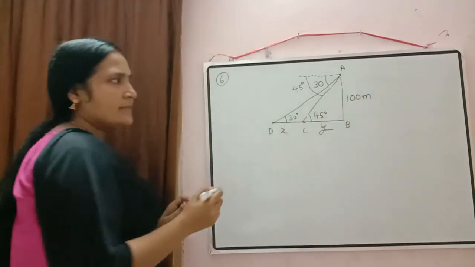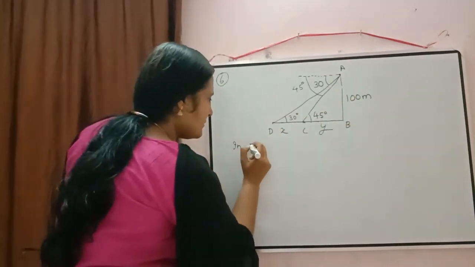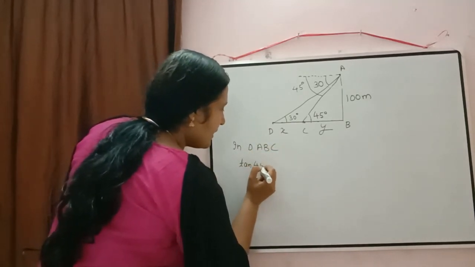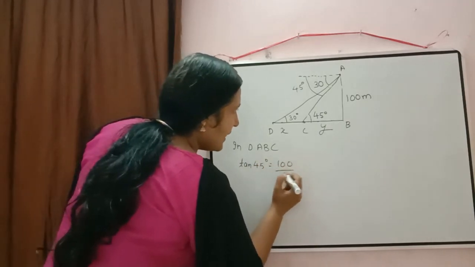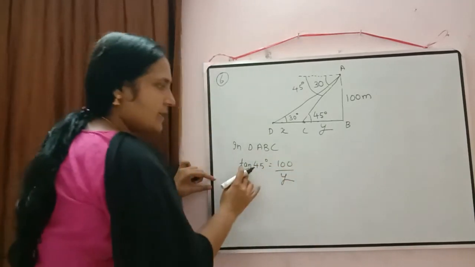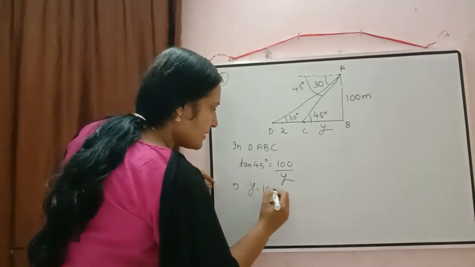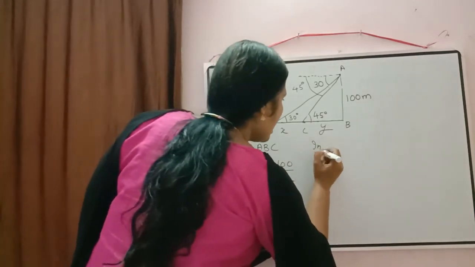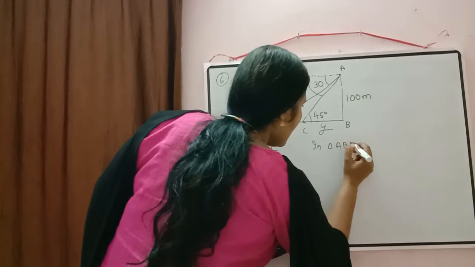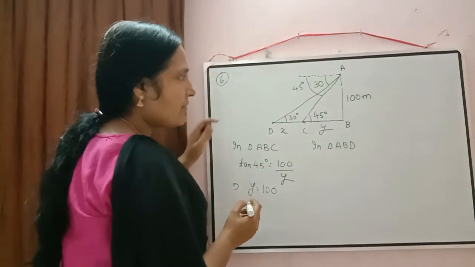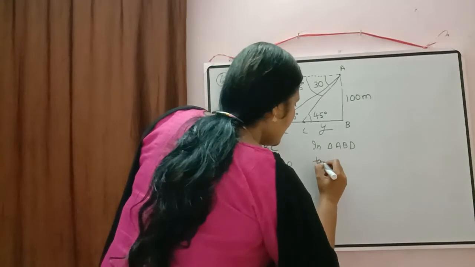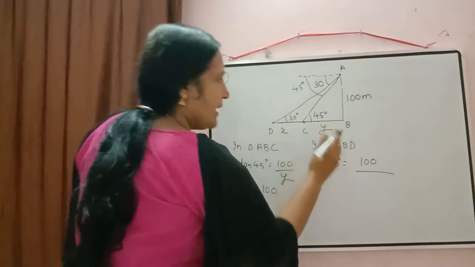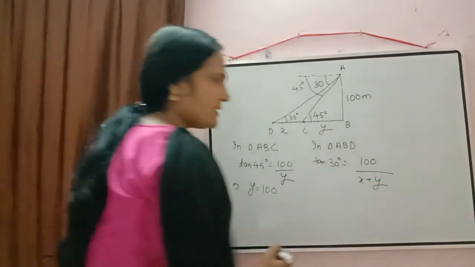So first we can take the triangle ABC. Just to write down there, in triangle ABC, what will come? Tan 45 degree is equal to 100 by y. Tan 45 degree is 1. So from here we will get y is equal to 100. Now we will take the next triangle, that is triangle ABD. So in triangle ABD, what will come? Our angle is 30 degrees. So we will get here tan 30 degree is equal to 100 by x plus y.